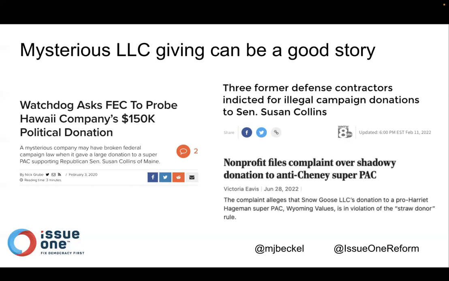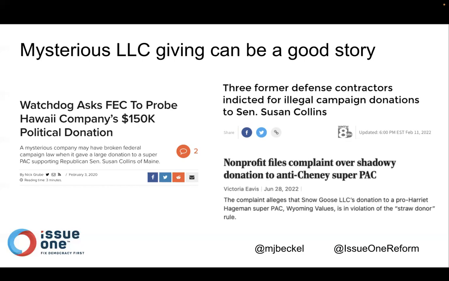It gave the appearance of an innocuous LLC funding a group, when actually it was the company funding the LLC that funded the super PAC. And they also illegally reimbursed some employees for making campaign contributions, which is another big no-no.